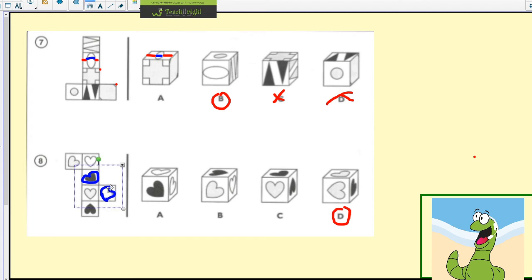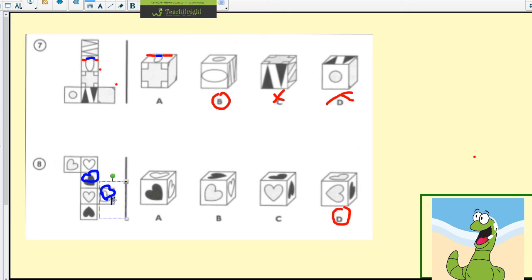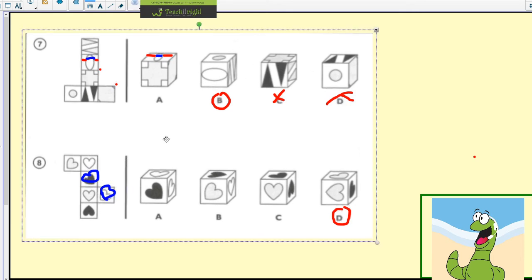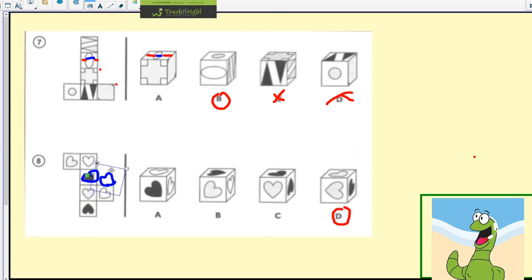So let me do that. So in order to move that up one, it's not listened to me. How unfortunate. Let's try again. Separate. There we go. So in order to move that up one, it would rotate like this. And so the heart would be pointing away if you look, not having the same points together. So it's not A, because these points should not be pointing towards one another.